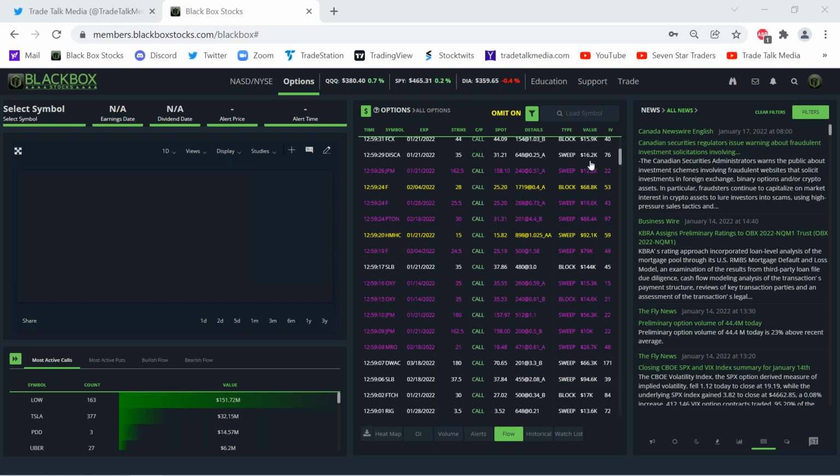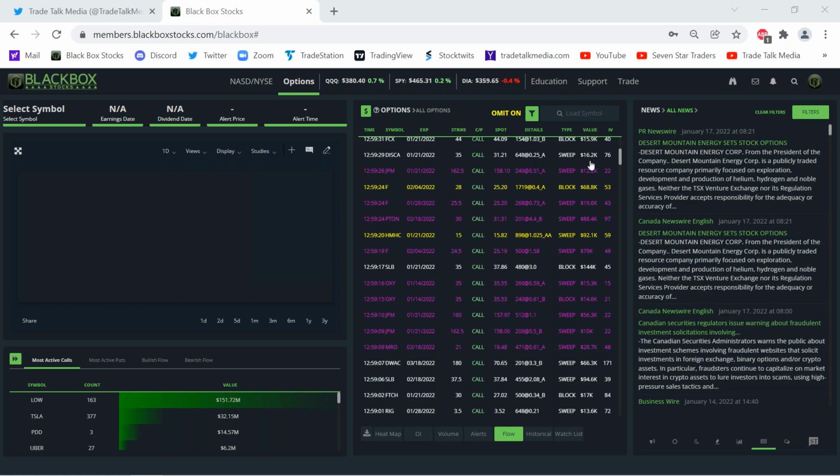But think in terms of the hedge funds. They have hundreds of millions of dollars. If you have $100 million and you put on a trade for $16,000, do you even recognize that you put $16,000 into a trade? That's like you and me putting a nickel onto a trade. If you lose a nickel, you don't care, right?